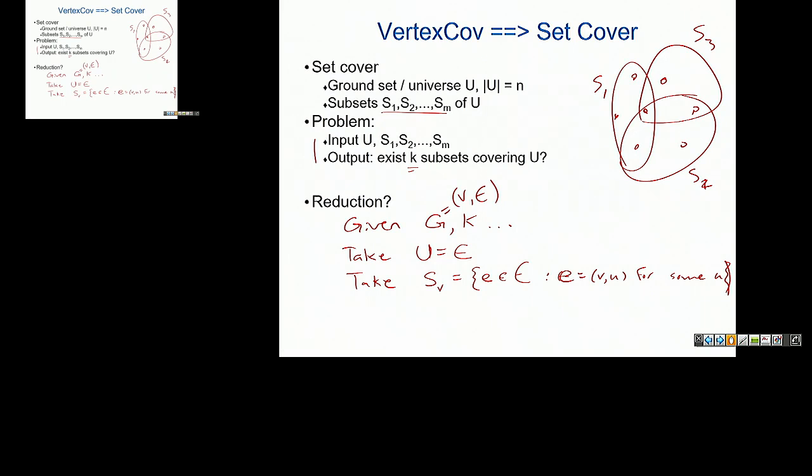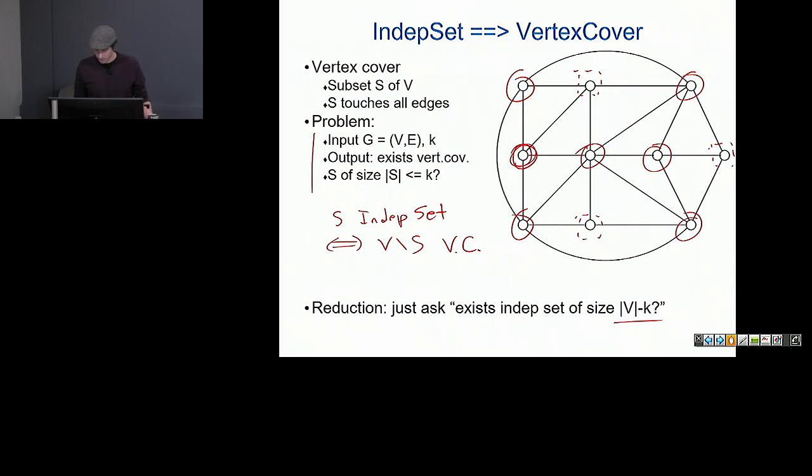In a set cover problem, we just have some general universe and general sets. Here we're just saying the universe that I'm trying to cover are the edges, and the sets correspond to each vertex. In this case, this set would correspond to this vertex. And I have a bunch of these sets. And if I can solve that set cover problem, it's exactly the same as the vertex cover problem.